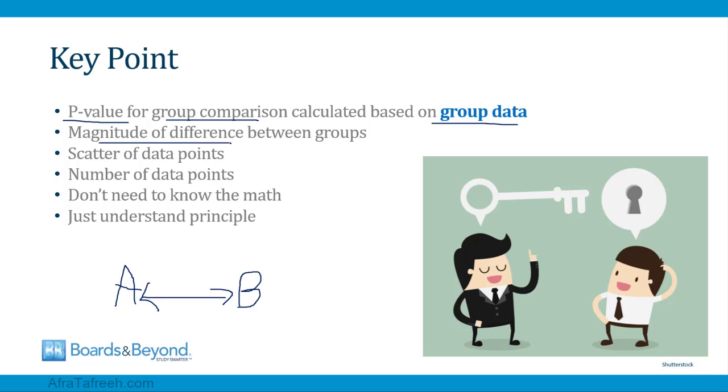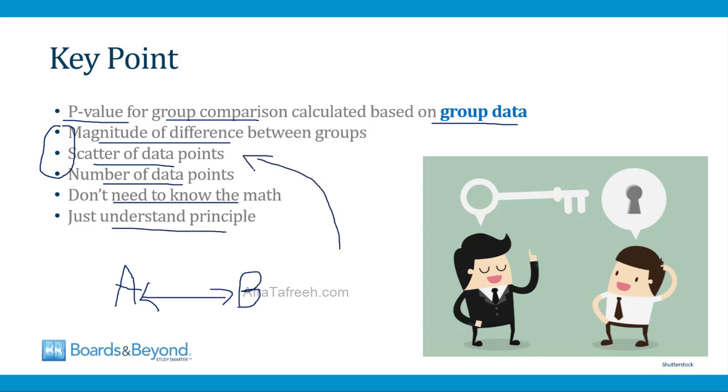Besides the magnitude of the difference between groups, other factors affect the p-value, including the scatter of data points and the number of data points. And I talk about all these things in more detail in the video on hypothesis testing. You don't need to know the math behind how we calculate a p-value, but you do have to understand the principle, which is that these characteristics of the data you collect for each group will be used to determine the p-value. And if these characteristics generate a low p-value less than 0.05, then the group differences are considered statistically significant and are likely real and not due to chance.